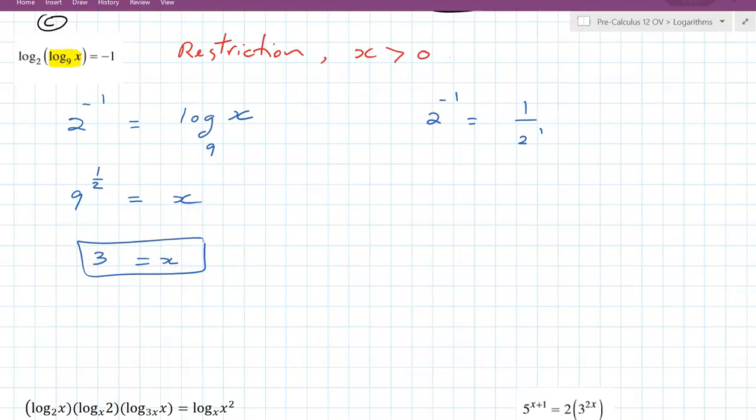Excellent. And when you check that, so you check your answer. When you plug the 3 in there with the log, that should give you the value of negative 1. And it will. So that's very good. Excellent.